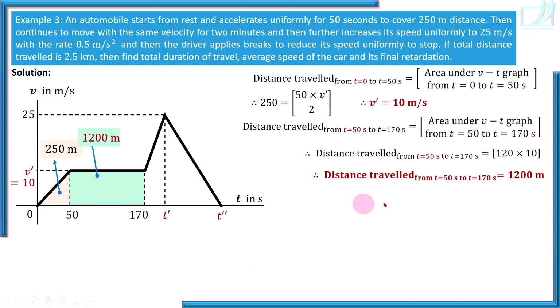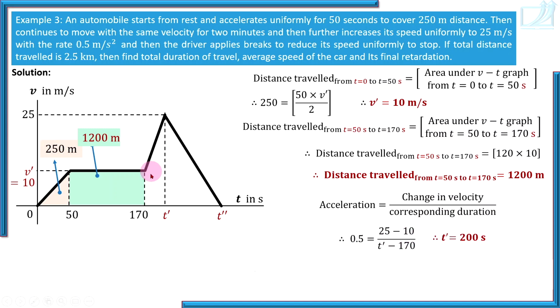Now 170 to t dash. This is the information: from 170 to t dash, it's given that acceleration is 0.5 meters per second squared. So we know that acceleration is change in velocity by duration. So what is the change in velocity here? Final velocity is 25 and initial velocity is 10. That is why 25 minus 10, that is the change in velocity.